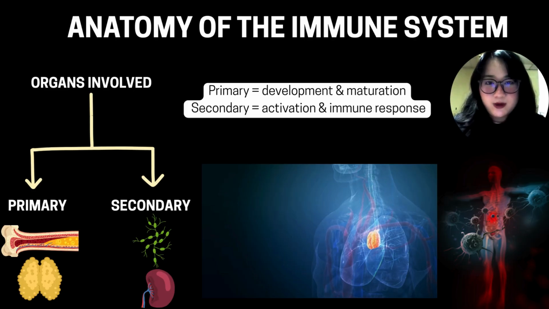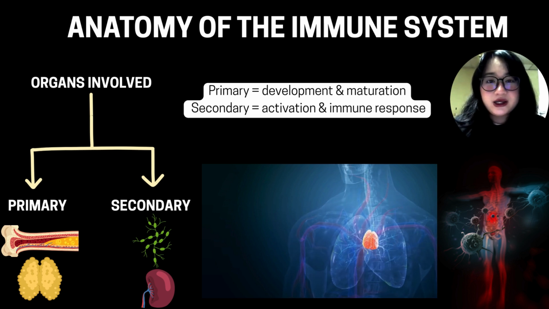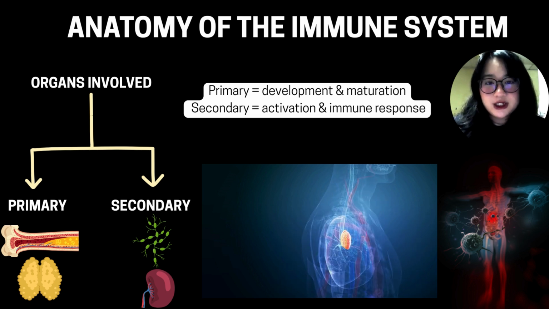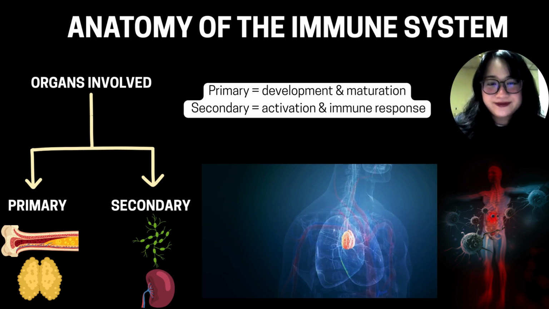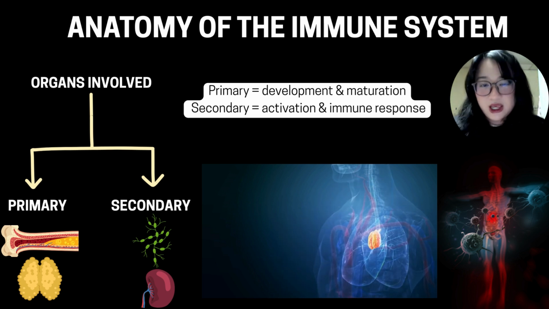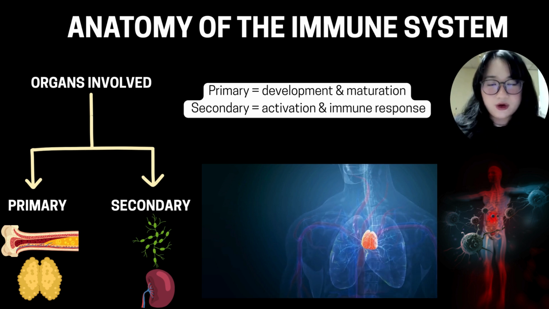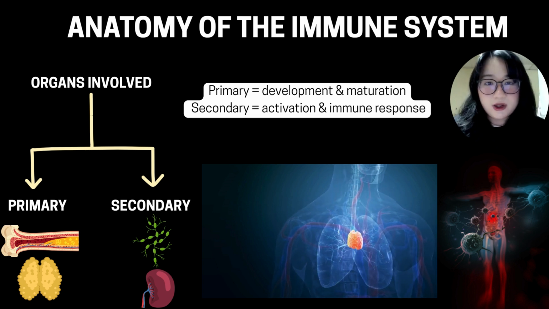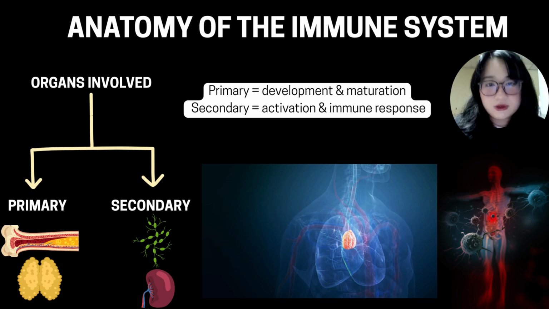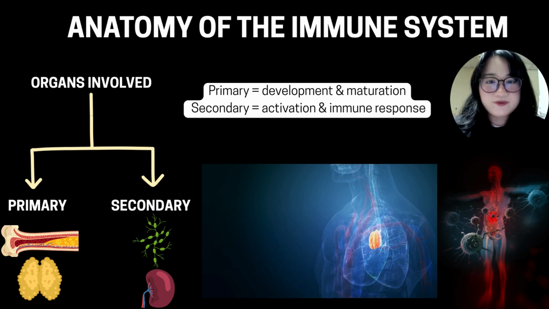So now let's talk about the anatomy of the immune system. As I mentioned before, the immune system isn't just one organ. It consists of multiple specialized organs that work together. So we can classify these organs as primary and secondary lymphoid organs, where the primary lymphoid organs are responsible for the development and maturation of the immune cells. This includes the bone marrow and thymus.